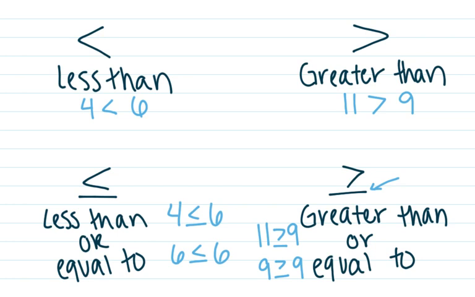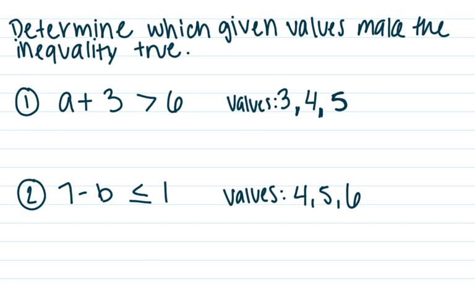So what are we doing with these inequalities? We're going to be given some values and we have to plug them in and do a little bit of an operation, adding, subtracting, multiplying, dividing, to determine, do I get a true statement? Which one of these values makes this a true statement? Meaning, for number 1 here, which one of these values, when I plug this in and add 3 to it, gives me a number greater than 6?